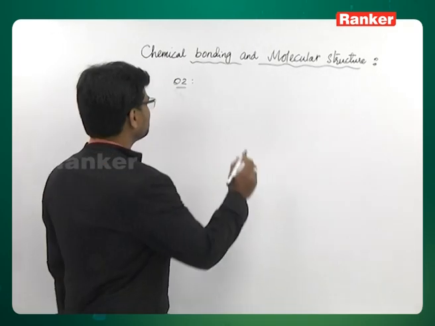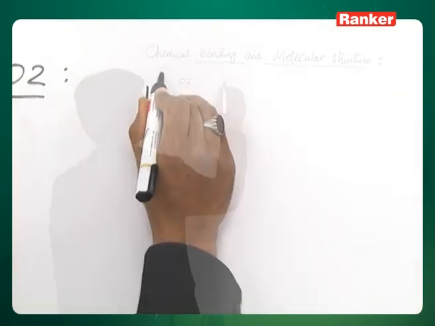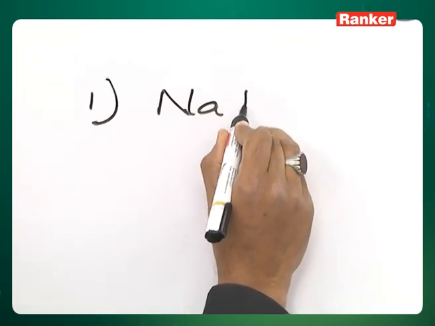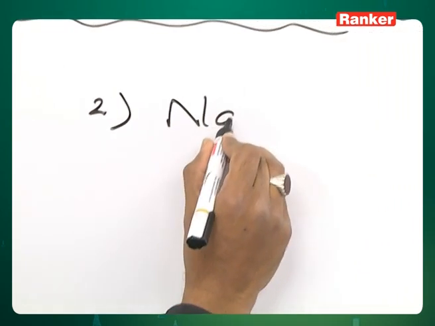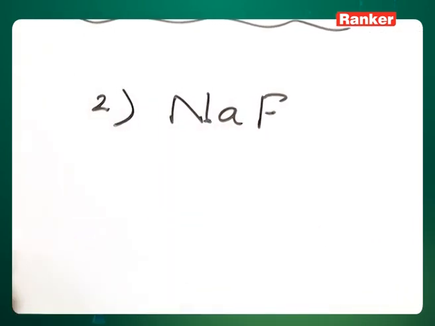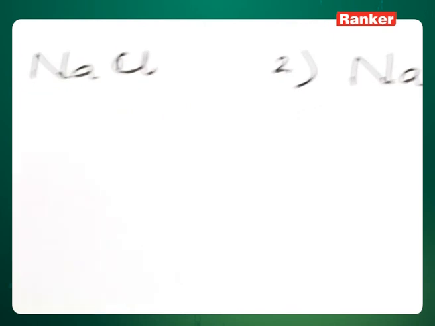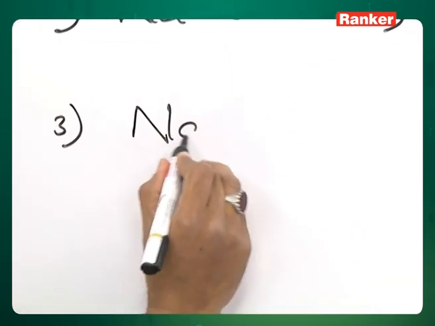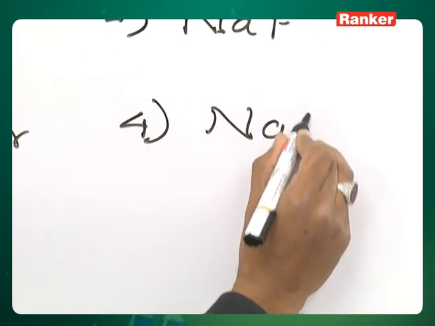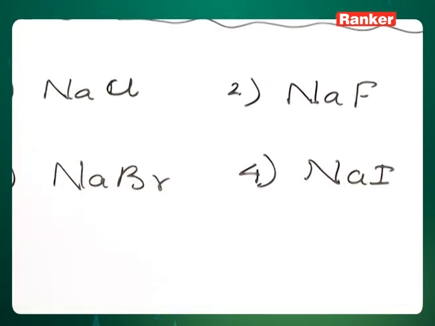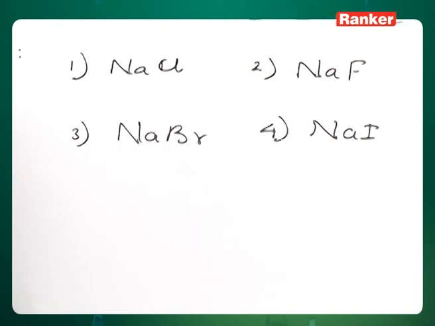Now, look at the options. Option 1 is NaCl. Option 2 is NaF. Option 3 is NaBr. And option 4 is NaI. In all the cases, the cation part is same. Sodium is the cation, which is common for all of these.